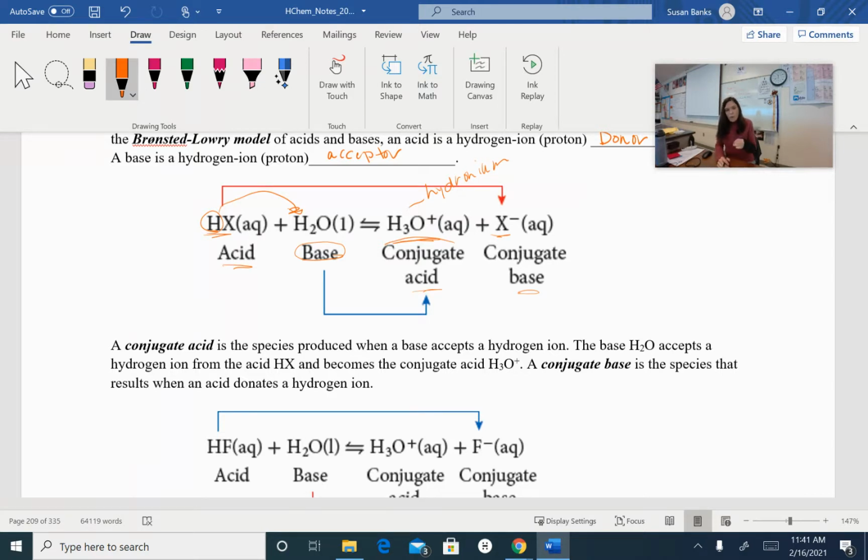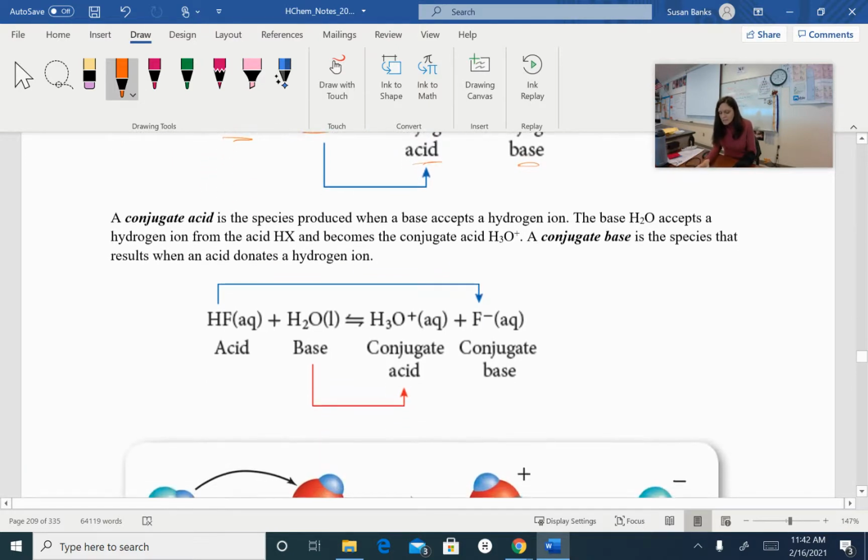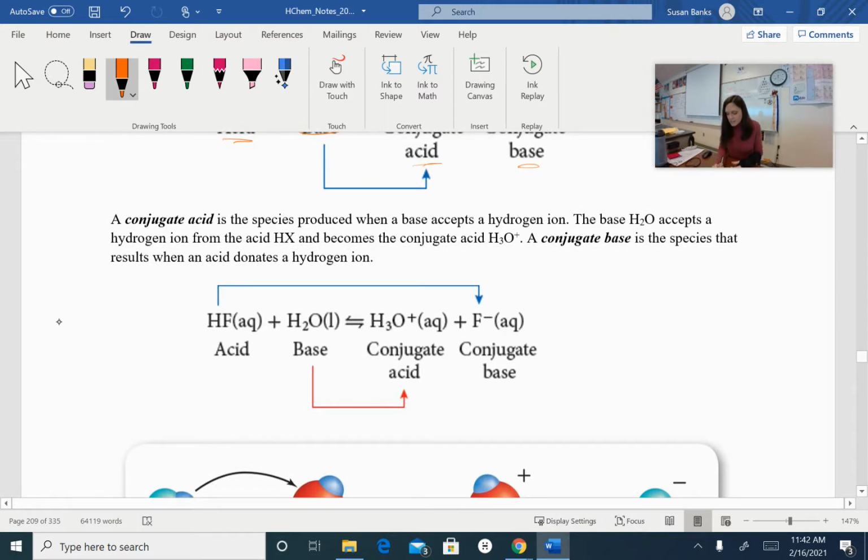The base, water, H3O, accepts the hydrogen ion or the proton from the acid HX and becomes the conjugate acid, H3O. The conjugate base is the species that results after the proton is donated, so the conjugate base would be the X minus. Okay? So in this example, we have the acid of hydrogen fluoride, hydrofluoric acid, the base of water.